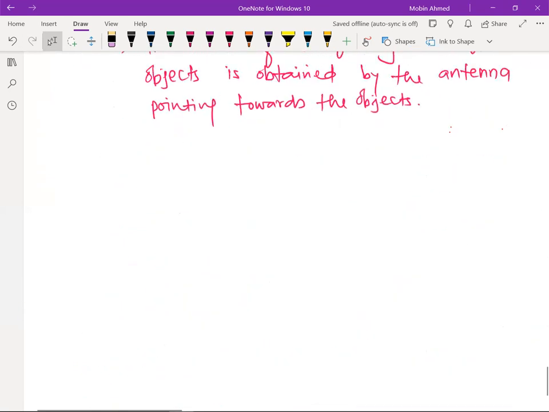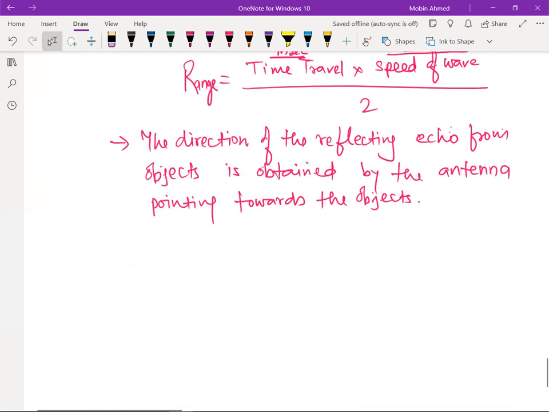Okay, so it is clear. Any doubt up to here? Anything you want to know in detail? Okay, there is no question asked, so we'll not go for anything else.